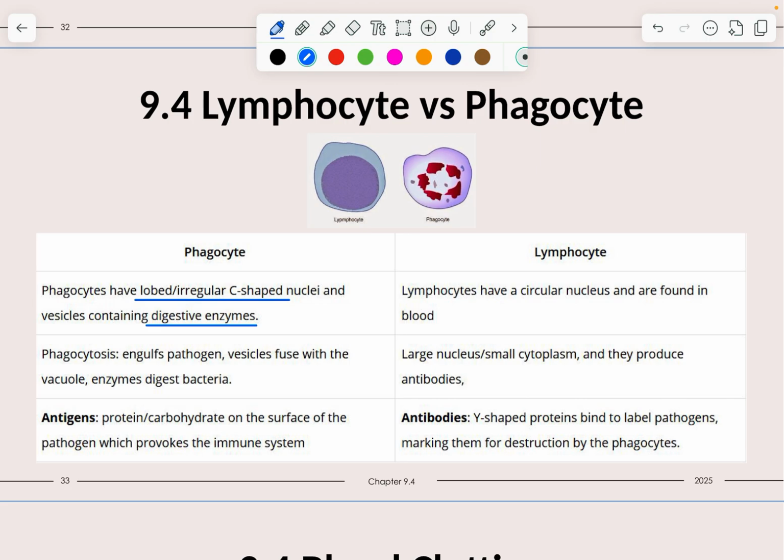So I'm sure you're familiar with enzymes, right? Okay, it breaks down something, it increases the rate of reaction. So same thing, digestive enzyme will actually break down the bacteria and eventually it kills it. So that is what phagocytosis is.